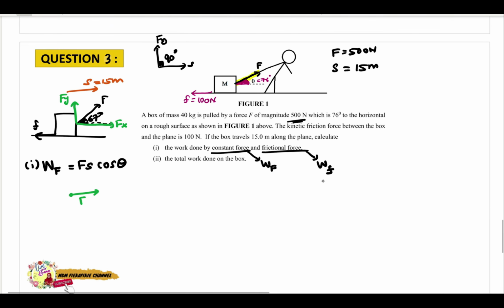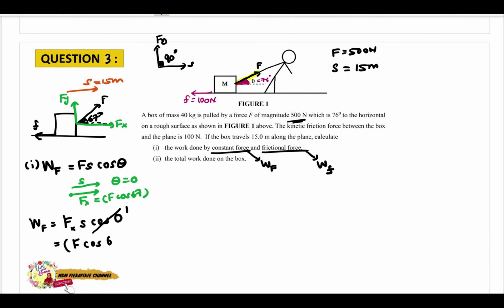So Fx, which is F cos 67, and S is also in this direction, so the angle is zero. So if we write it, WF is equal to the force we chose, Fx, times S cos 0, so this should be 1. Fx we will replace with F cos 67 times S. Or can we directly take the angle between S and F? Yes, you can.